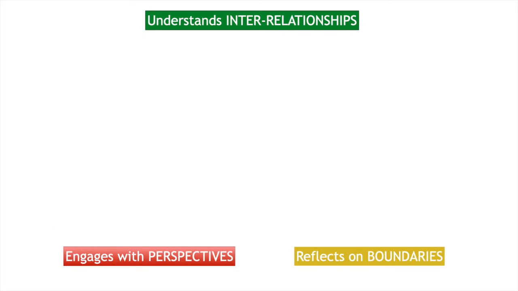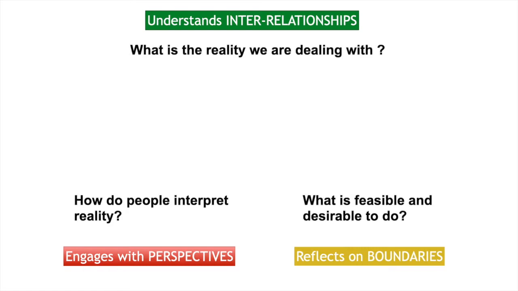Some years ago, a group of systems and evaluation practitioners expressed what in their view underpinned those aspects of the many different systems approaches that were relevant to evaluation. We came up with three aspects: understanding interrelationships, engaging with perspectives, and reflecting on boundaries. And in common language, in terms of an intervention, what's the reality we are dealing with? How do people interpret that reality, given that there are many interpretations of even this particular talk? And then, what is or was, in terms of the intervention, the feasible and desirable thing to do?